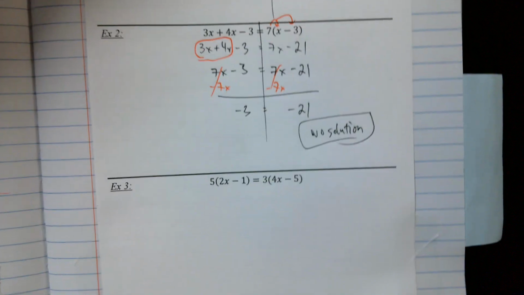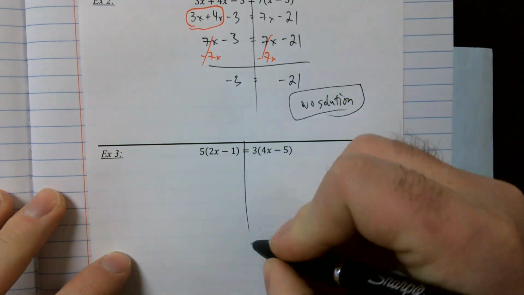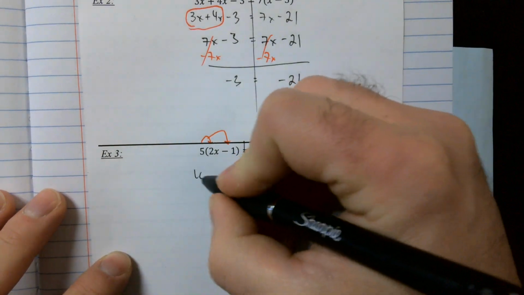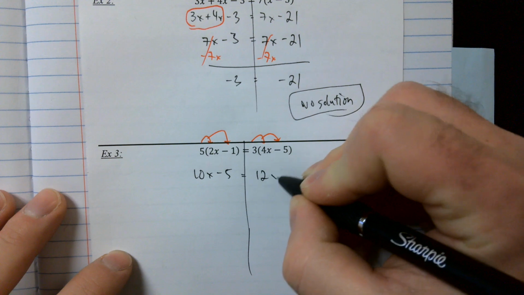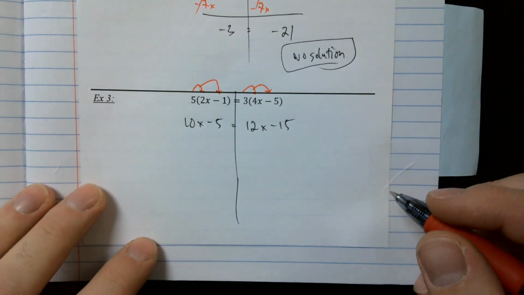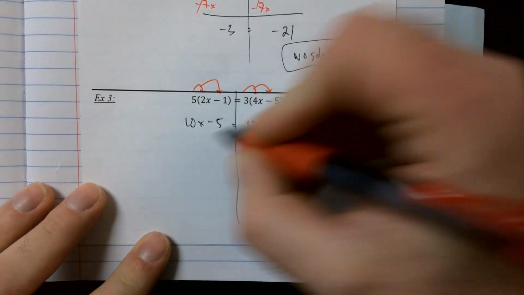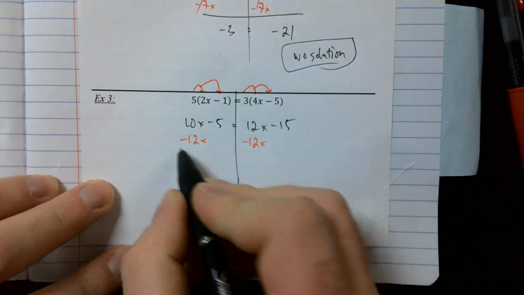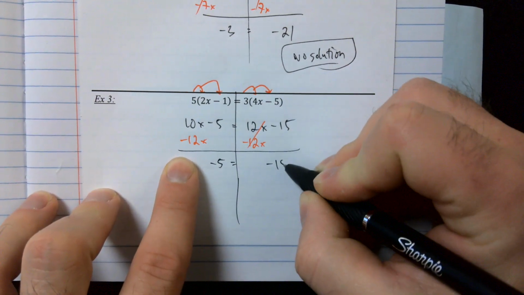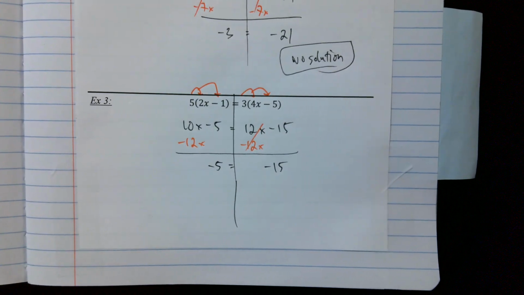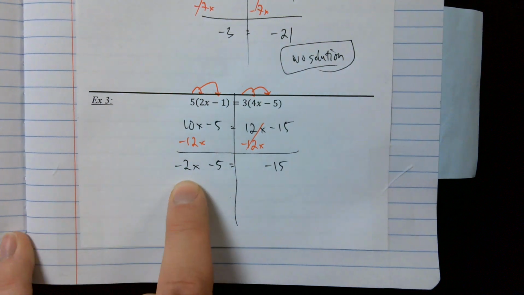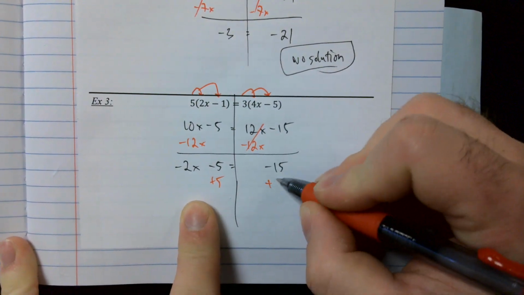For my third example, I'm going to double distribute on the left and on the right. I get 10x minus 5 equals 12x minus 15. I'm going to subtract my variable term over to the left. What does 10x minus 12x give me? What's 10 minus 12? Negative 2x. Great job. Thank you, Princess. Negative 2x. I'm going to bring my constant term over to the right by adding 5.